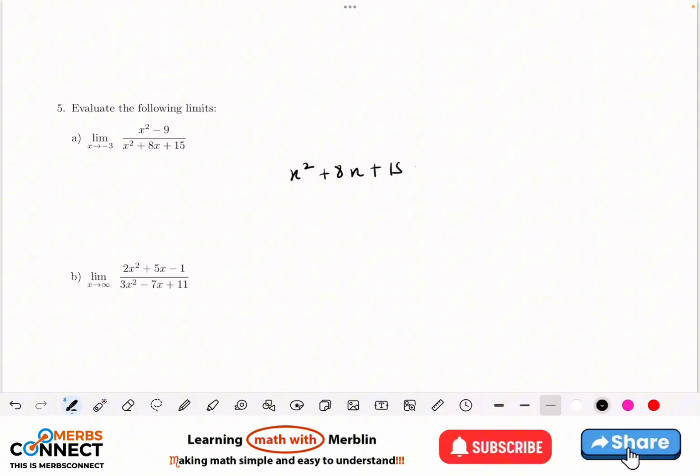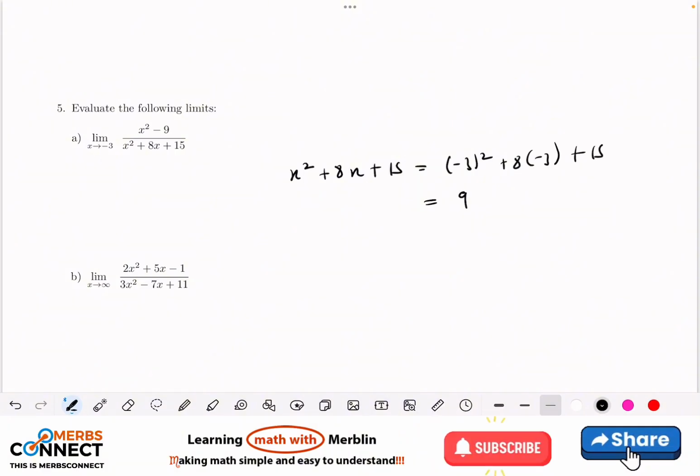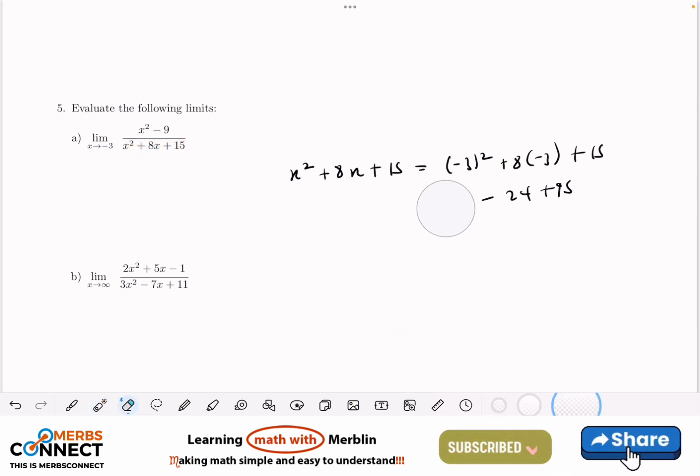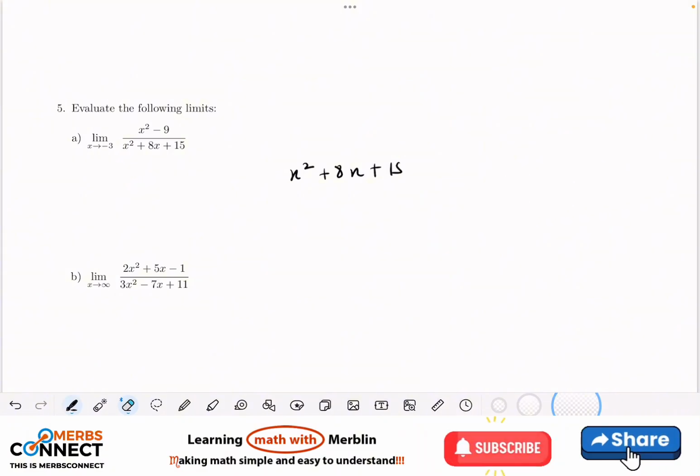So let me plug in -3. -3 squared plus 8 times -3 plus 15. This is going to be 9, then minus 24, plus 15. So 9 plus 15 is 24, minus 24, and this is going to be 0. Since the denominator is 0, we cannot do direct substitution. We need to simplify. So let's try and simplify.